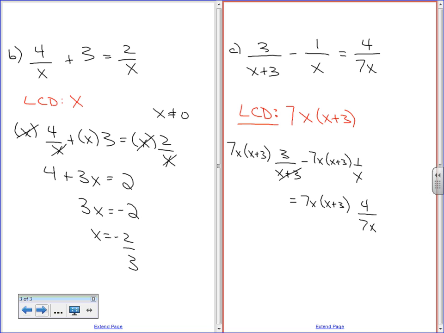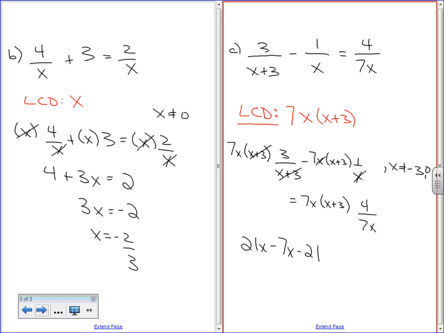x plus 3 goes into x plus 3 one time, so they divide through, providing x isn't equal to what number? Negative 3. You just state that over to the side. Okay. And then simplify this. So 7x times 3 is 21x. Now move over to the next one. x goes into x one time. So eliminating that x, providing x isn't equal to 0. So x can't be equal to 0. And then simplifying this, negative 7 times x plus 3 times 1 would be negative 7x minus 21.